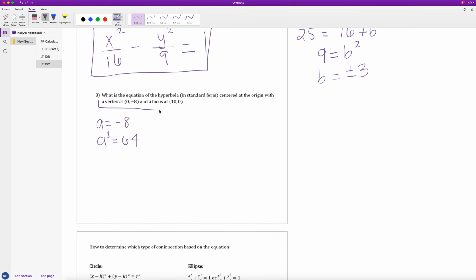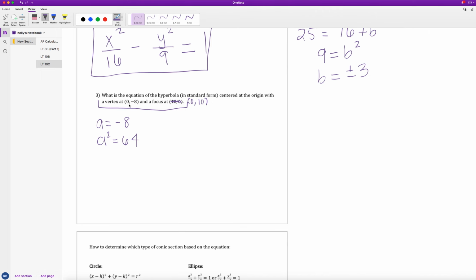The other thing I want to pay attention to is what type of coordinate pairs these are. And I'm realizing now that I actually have a typo on here. We're going to need to change our focus to be at (0, 10), because it's not possible to have a vertex that's a y-intercept and a focus that is an x-intercept. So that's a little typo for us to change. I'll change it on your paper before I post it, but pretend that it said (0, 10) the whole time.